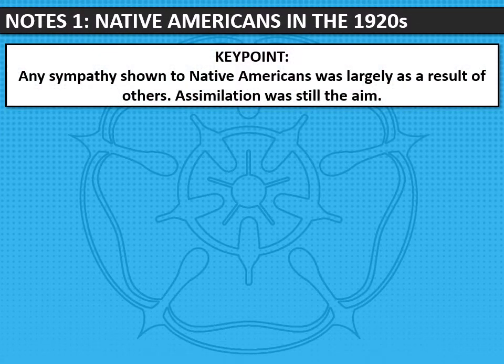Let's start our video by just going back a stage and thinking about Native Americans in the 1920s. Now, there are some developments that on the surface seem quite positive for Native Americans in this decade. But we should say this: any sympathy shown to Native Americans was largely as a result of others acting on their behalf. And we should also say this: assimilation was still the aim of federal government policy. That hasn't changed.